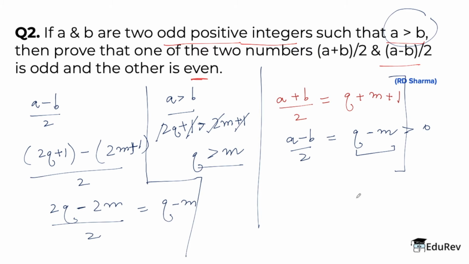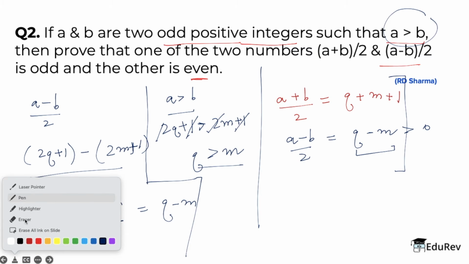Correct? Because Q is greater than M. So when a smaller number is subtracted from a greater number, the result which comes out is what? Positive. So that means (A minus B)/2 is going to be a positive number. Now we need to prove that one of the numbers between (A plus B)/2 and (A minus B)/2 is odd, and the other one which is left is going to be even.